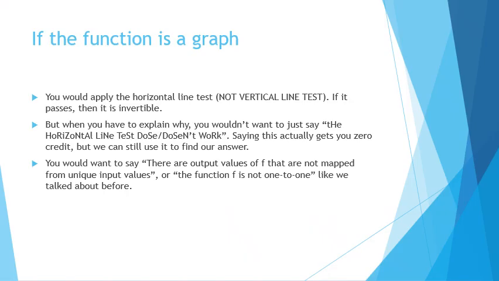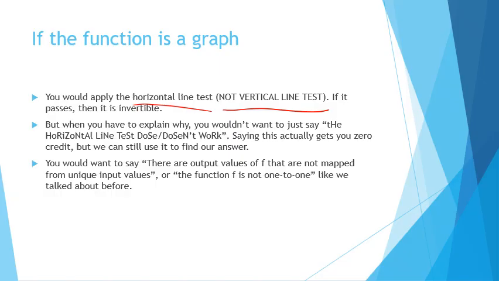All right, now what happens if the function is a graph? It's pretty easy. You would just apply the horizontal line test. You would be given a picture of the graph. You would never have to just work off of an equation alone. And then apply the horizontal, not vertical, line test. And if it passes, then it would be considered invertible, or the inverse would be a function.